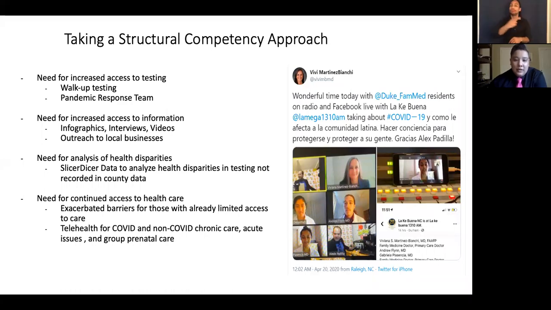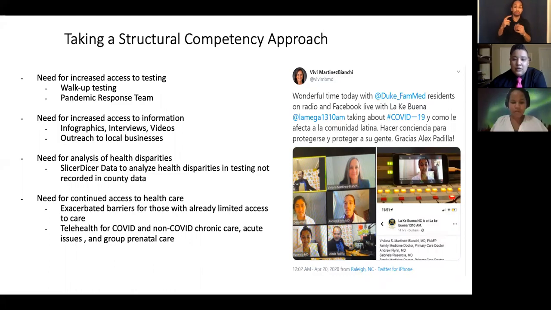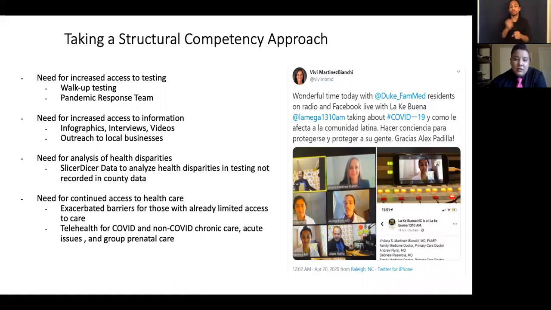Our county is currently not recording or reporting demographic data about COVID testing, but we know from national reports and from the information that Abby just shared that there are significant racial and ethnic disparities. And so we've been analyzing our internal data within the Duke Health System and within our clinic to better understand what disparities exist so that we can create interventions in real time, be able to use that data to do advocacy on an institutional level and hopefully a local and national level as well, and be able to mobilize testing to where it's needed most within the community.